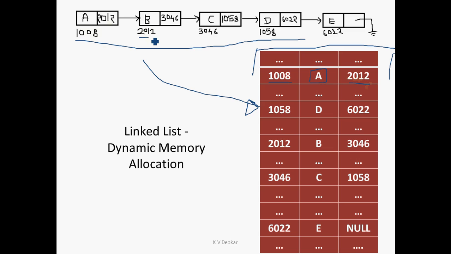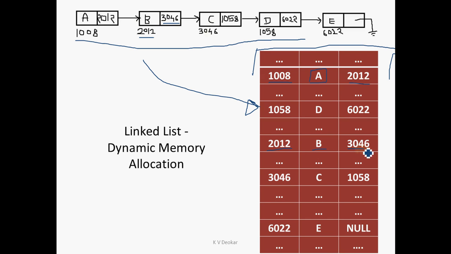You can see here 2012 is the address of the second node, and the first node stores value a and the address of the next node, that is 2012. So at 2012 we can find the second value stored, which is b. You can see here in the linked list b is stored at 2012, and this second node points to the third node, which is stored at 3046.